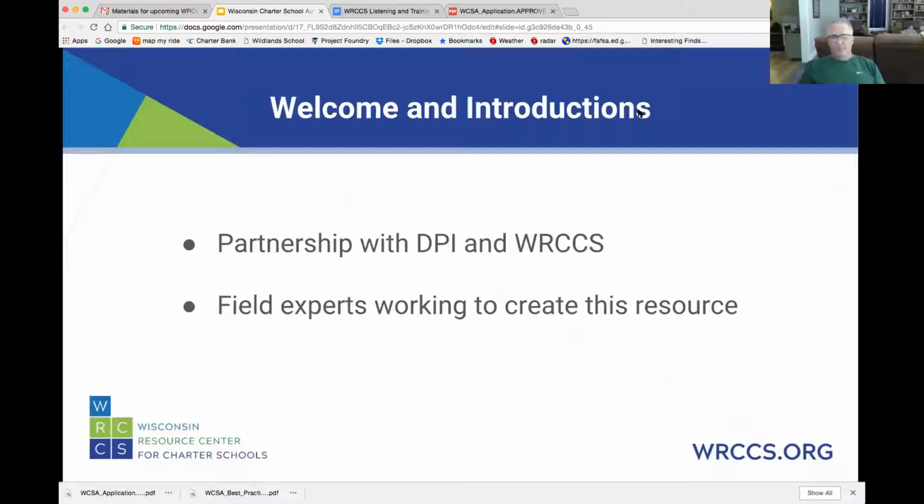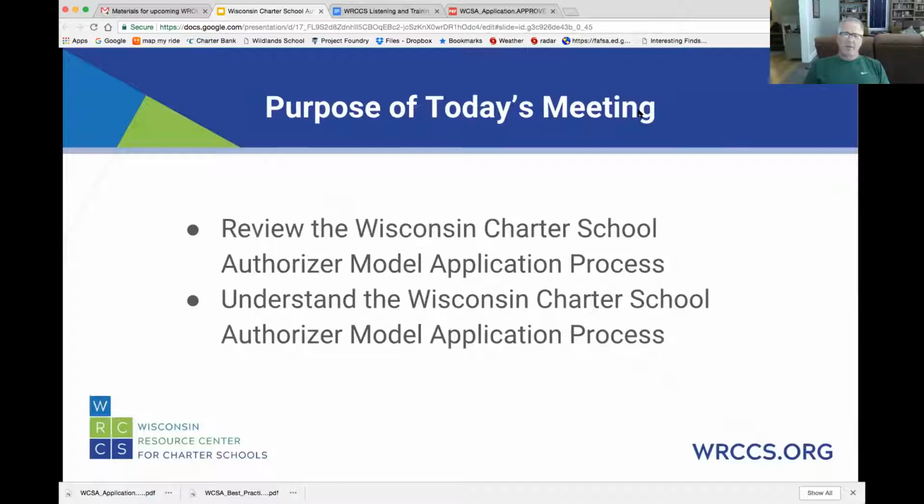These resources have been put together via partnership with the Department of Public Instruction and the Wisconsin Resource Center for Charter Schools and different consultants working in the field to create the expertise needed for the resource itself. Today, this resource is designed so that we can review a model application process that authorizers, school districts, boards, and independent authorizers can use to review applications and either approve, deny, or ask for improvement of those applications, and understand a process that you might be able to adopt or adapt to your unique situation.